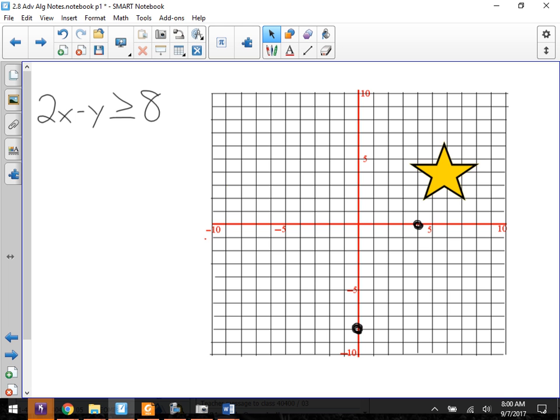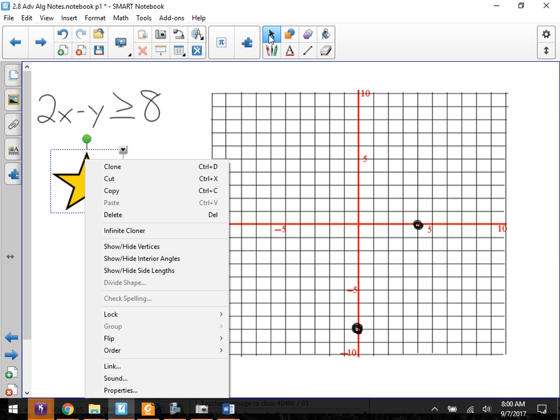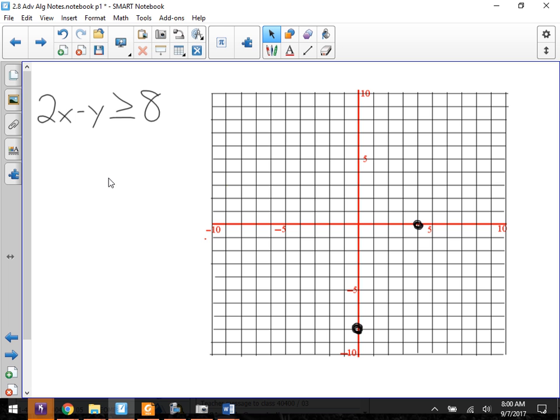All right, connect the dots. Solid or dotted? Solid. Test point. Does it go through the origin? No. What is 2 times 0? 0. What's 0 minus 0? 0. Is 0 bigger than 8? No. So it is false there, and you have to cover the truth. Therefore, by process of elimination, the other side would be true.